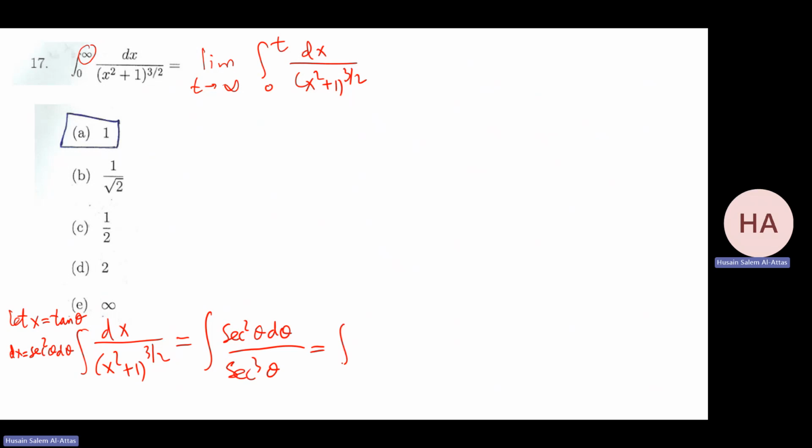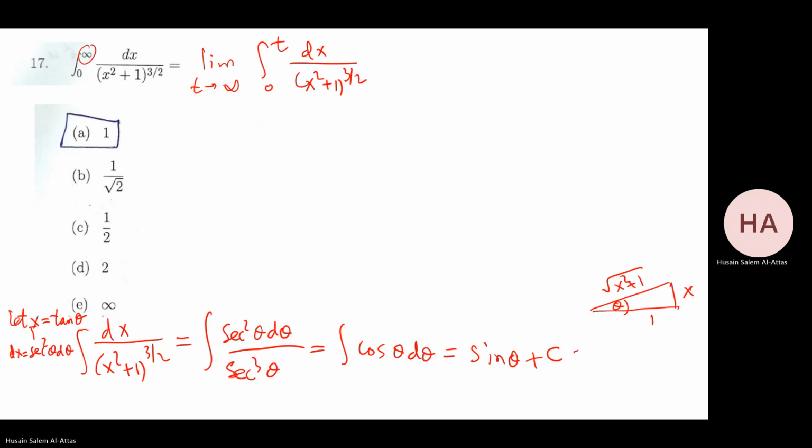So I'm getting the integral of cosine, and that is sine theta plus c. What is sine? Do the triangle. This is theta. Tan is x over 1, so it's opposite over adjacent. So the hypotenuse will be the square root of x squared plus 1. So sine is what? Opposite over hypotenuse, plus c.